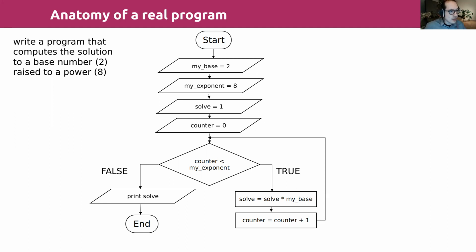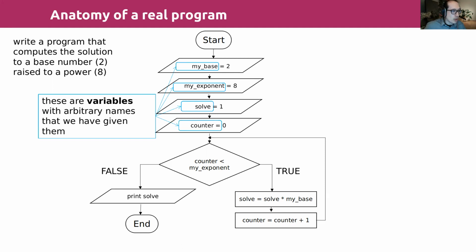So we start out at the top here with some variable definitions. If you remember, these are parallelograms because they're inputs. And we need some basic information. The base, of course, is one of our inputs. It's 2 to the 8th power. The exponent here is 8. We want our answer to take on some value at the end that is the correct one, whatever it turns out to be. But here we put a placeholder, solve. We call the variable solve, and it's equal to 1. And we also have a counter that we've set to 0.